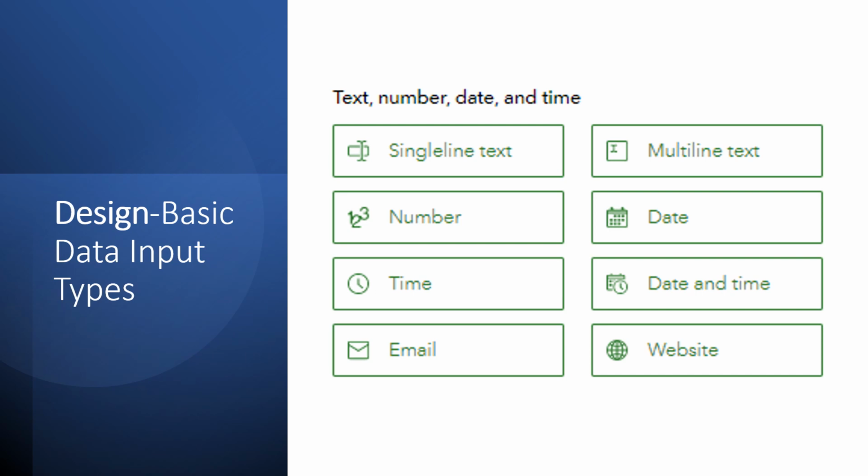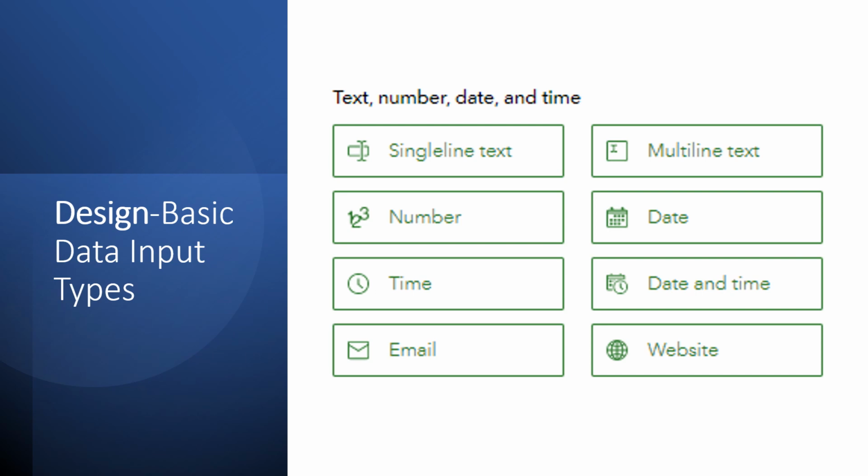So email requires the user to put in letters, numbers, and symbols. This question type will not allow the user to submit a response that does not have the requirements of an email address, such as the @ symbol. Lastly, in this question set is the website input question type. It requires that the user put in letters, numbers, and symbols. This question type will not allow the user to submit a response without the requirements of a URL, such as .com being in the writing.